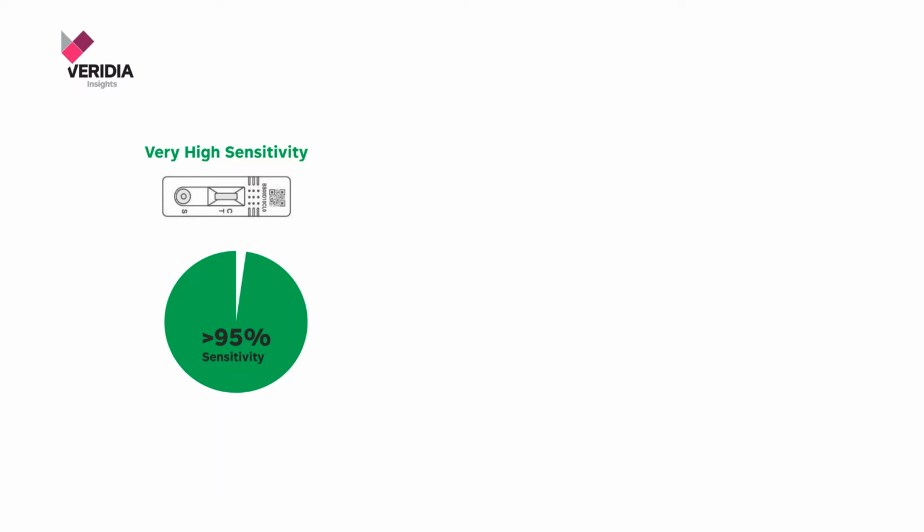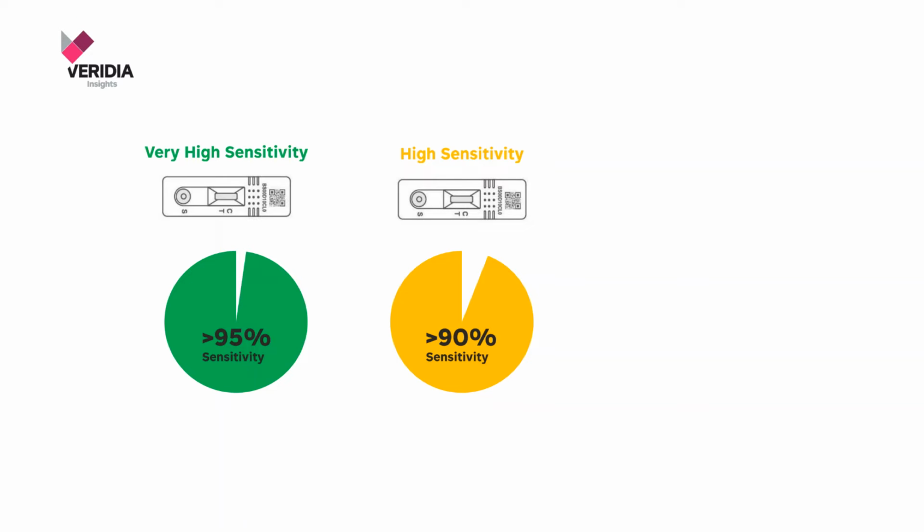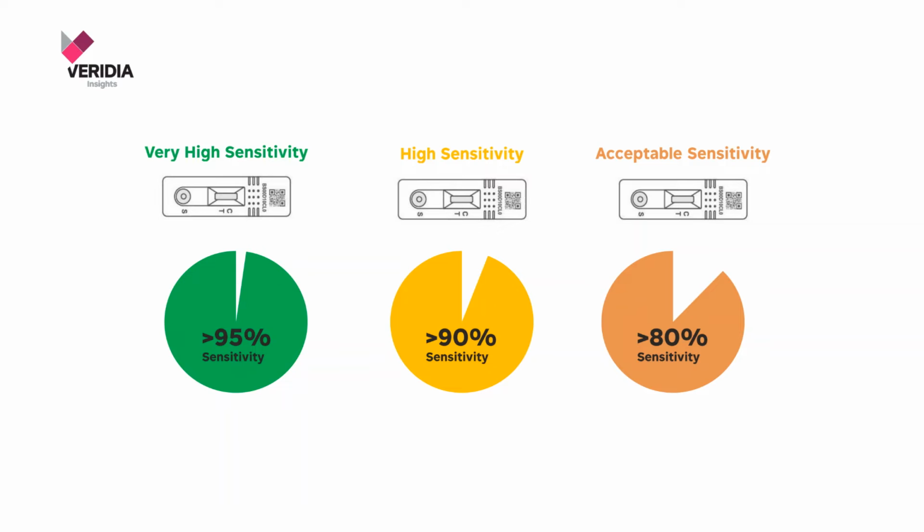So your best category is very high sensitivity, meaning the RAT will correctly identify 95% or more of positive cases. The second is high sensitivity, which includes RATs that will pick up 91 to 95% of positive cases. And the third is acceptable sensitivity, which covers RATs that will pick up between 81% and 90% of positive cases.